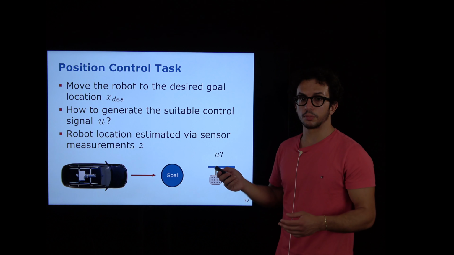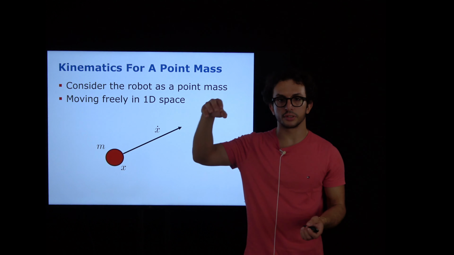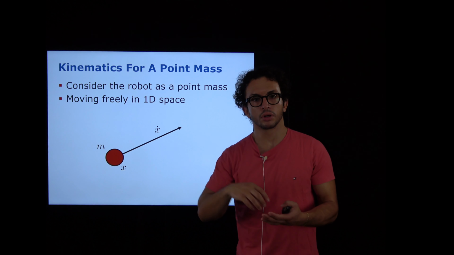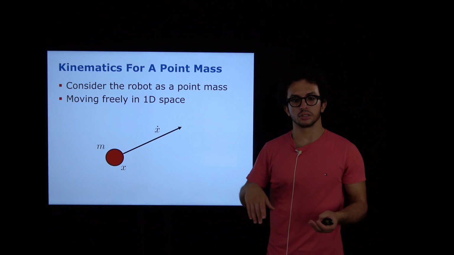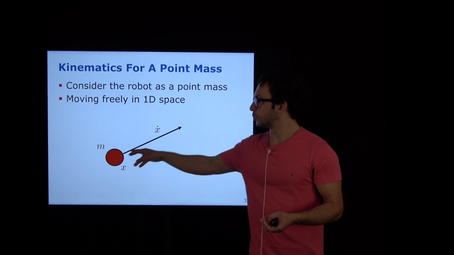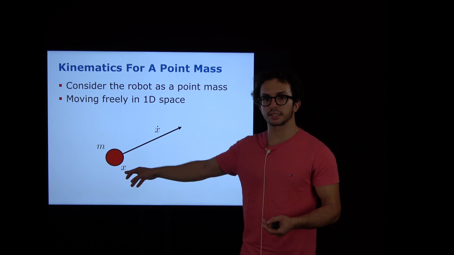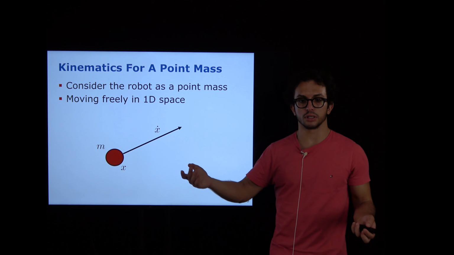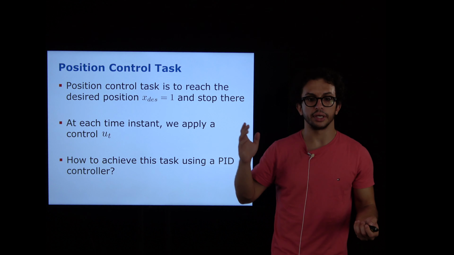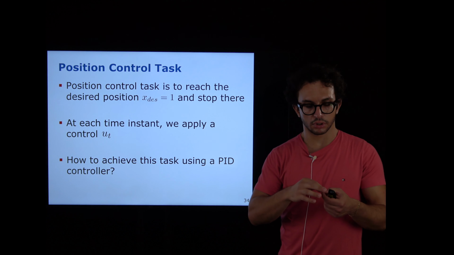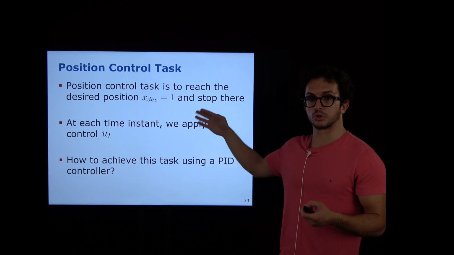We can simplify the problem. The problem can be simplified to a point mass, so our robot just collapses to a point, can move anywhere in the space, so it just moves. It has a mass, it has a certain position x, and it has certain velocity. So the position control is the task of reaching a certain desired position, stop, so it's actually the parking.